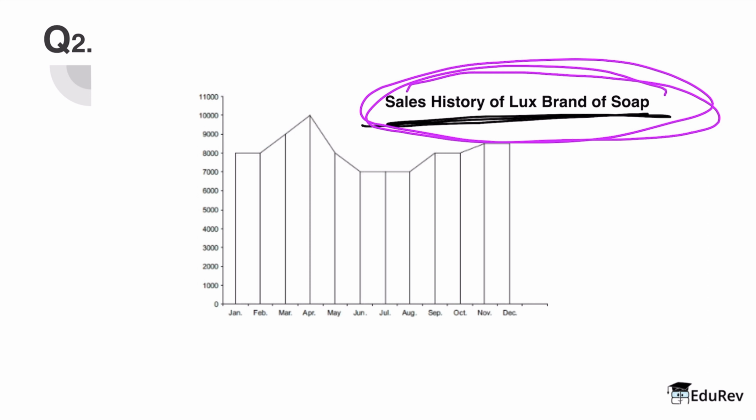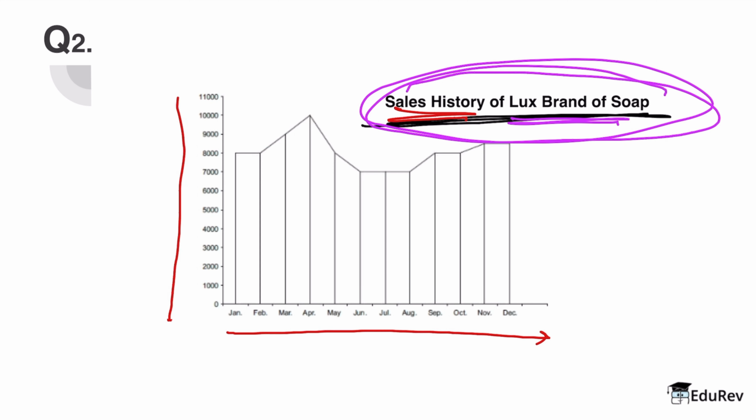So it's the Lux brand of soap. So now these are the sales history of Lux brand. So it's from Jan, Feb, March, April, May, June, July, August, September, October and November. And these are your sales. Okay, these are your sales. So these are the sales which are continuous.